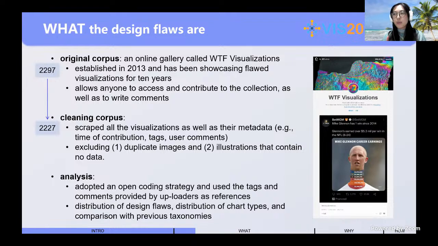Actually, when we were doing this paper, we didn't see many others doing it. So we are basically kind of the first to do these things.